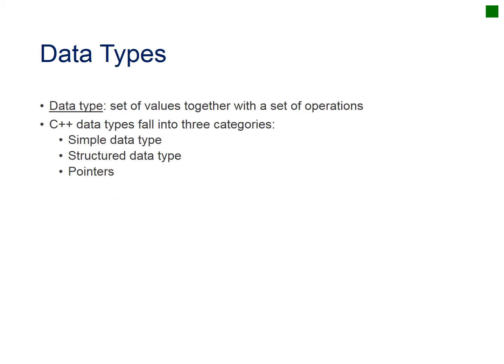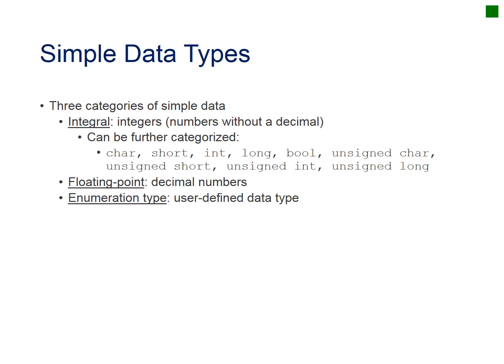Data types are a set of values coupled together with a set of operations and fall into 3 categories: simple data types, structured data types, and pointers. Looking a little more closely at simple data types, we see there are 3 categories: integral, which are integers or numbers without a decimal; floating point, which are numbers with decimals; and enumeration types, which are user-defined data types.